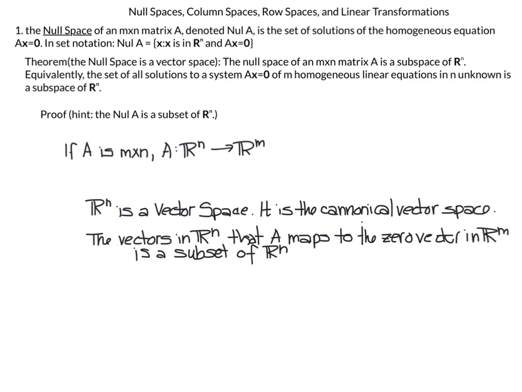So that's the second thing we want to establish: Rn is a vector space. And then last, the vectors in Rn that A maps to the zero vector in Rm, that's a subset of Rn. This is the hint that we're going to use: the null space of A is a subset of Rn.